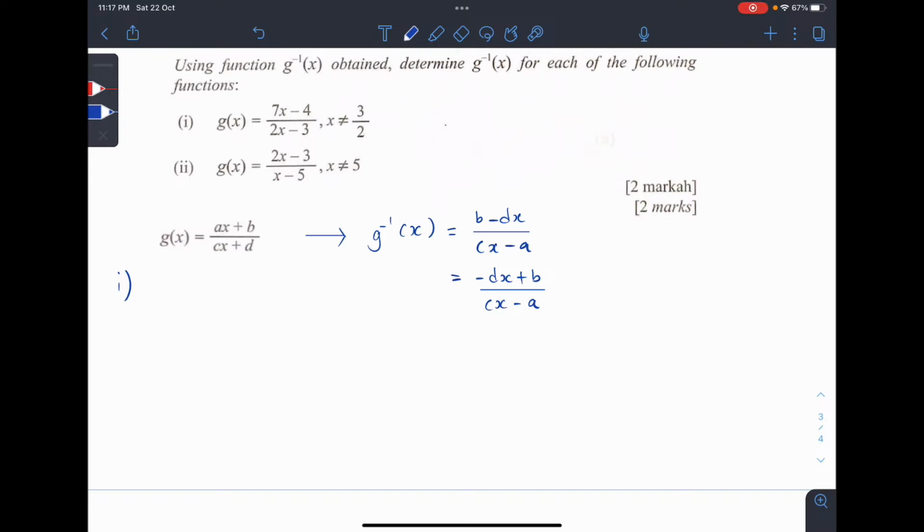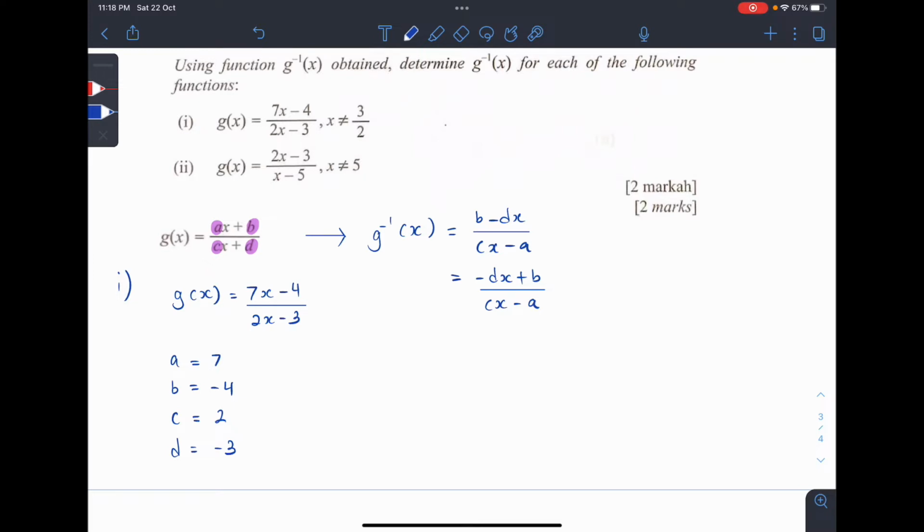Now, moving on. I want you guys to look at these alphabets, A, B, C, and D. We are going to compare them to the ones given in the question. So 7x minus 4 over 2x minus 3. Every single alphabet is known, so we compare it to the number. A is going to be 7, B is going to be negative 4, C is going to be 2, and D is going to be negative 3.